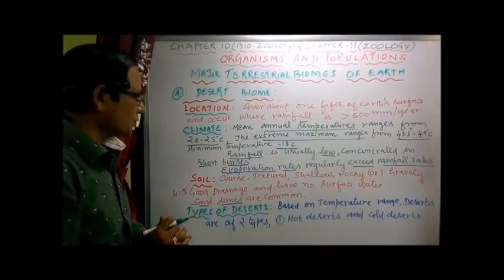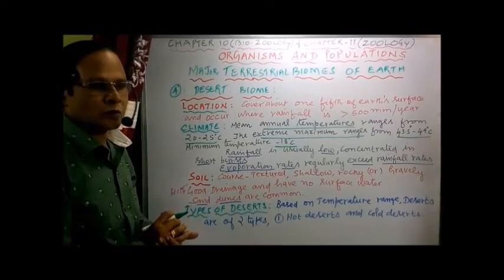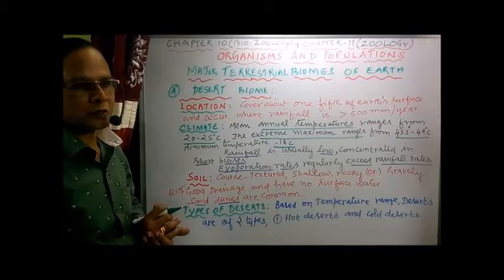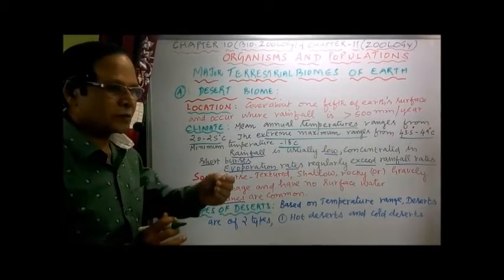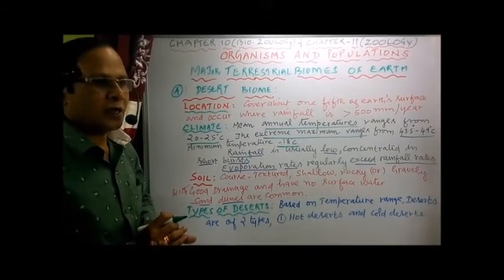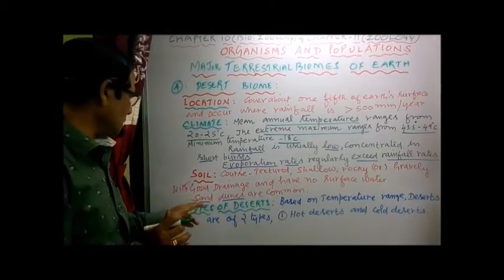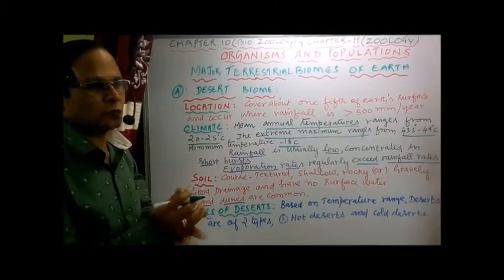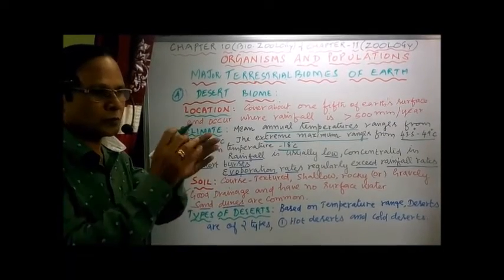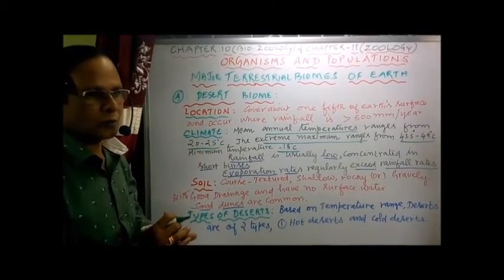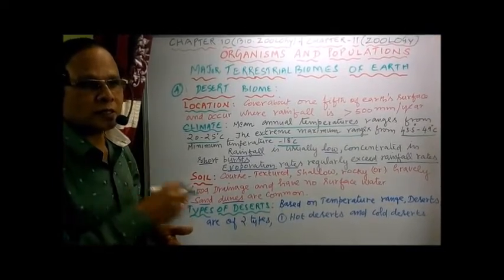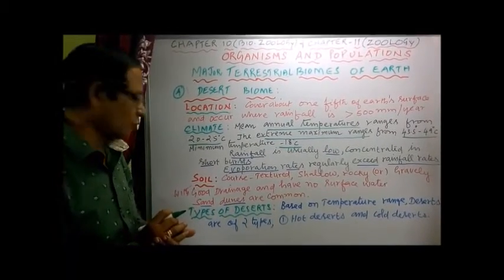Then what are the types of deserts? Before that, wind is very common. It takes away the fine dust particles, leaving the large grains of sand. As a result, we have the formation of sand dunes. Sand dunes are a collection of sand particles in the form of hill-like, mountain-like structures. This is because of the sand particles being taken away by heavy wind.